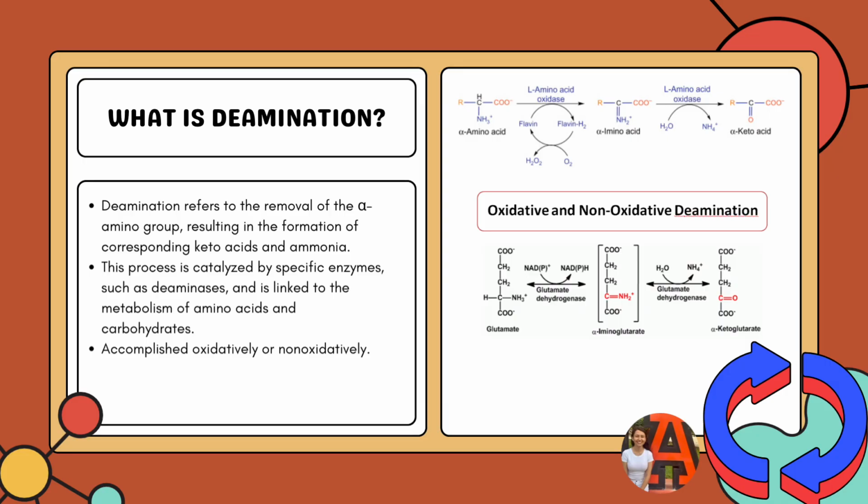The initial step is the removal of two hydrogen atoms by the flavin coenzyme, with formation of an unstable alpha amino acid intermediate. This intermediate undergoes decomposition by addition of water and forms the ammonium ion and the corresponding alpha keto acid, meaning that we will have an L-amino acid oxidase that occurs in the liver and kidney only.